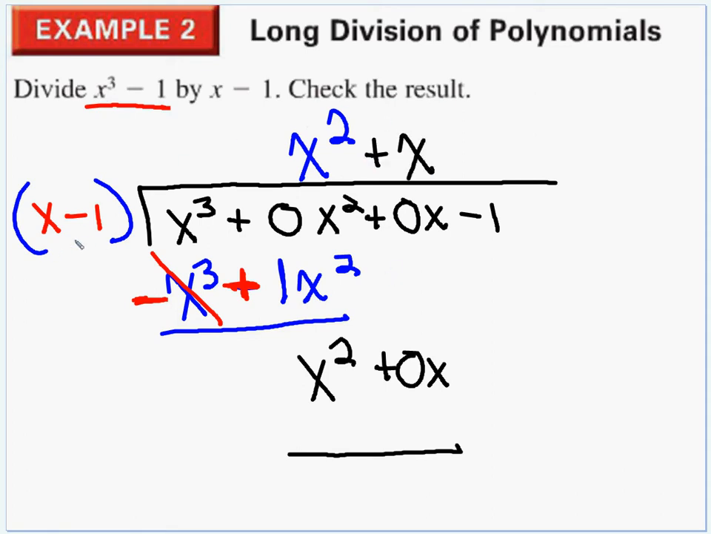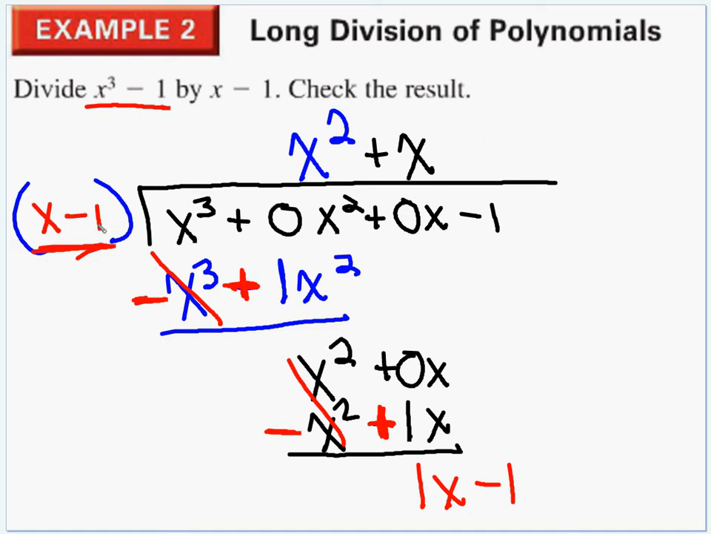Distribute it to both terms in the blue parenthesis, x squared minus 1x. And we can subtract or distribute a negative, and then we can add them up. That'll be a 0, and we've got a 1x minus 1, and that's exactly what we have here. So if we want to multiply by something, we have to multiply by 1.